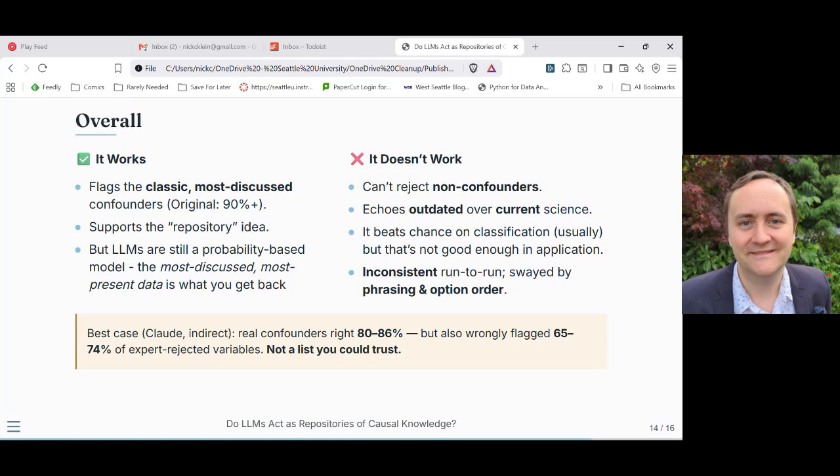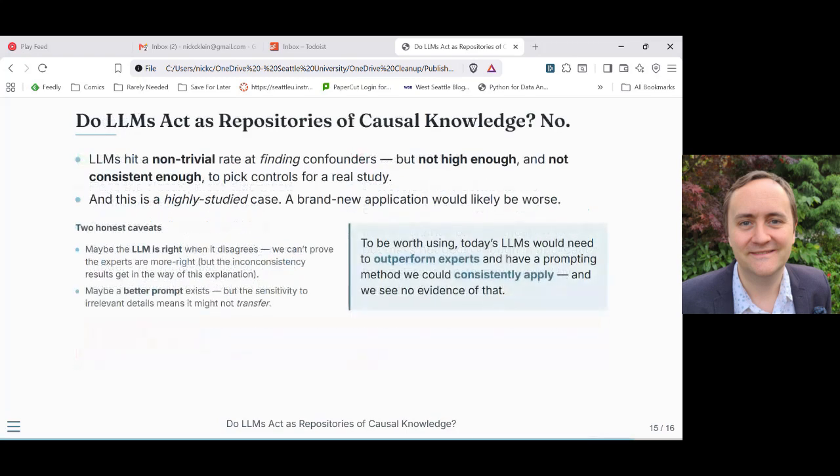It's also not very good at rejecting non-confounders. It is very yes-biased. And so we have a lot of inconsistency from run to run. So there's a bunch of reasons. Basically, this is not to the point where you could actually trust a large language model to designate confounders or not. The sensitivity is too low, especially for new and less discussed topics, and the consistency is way, way too low, at least in current models.